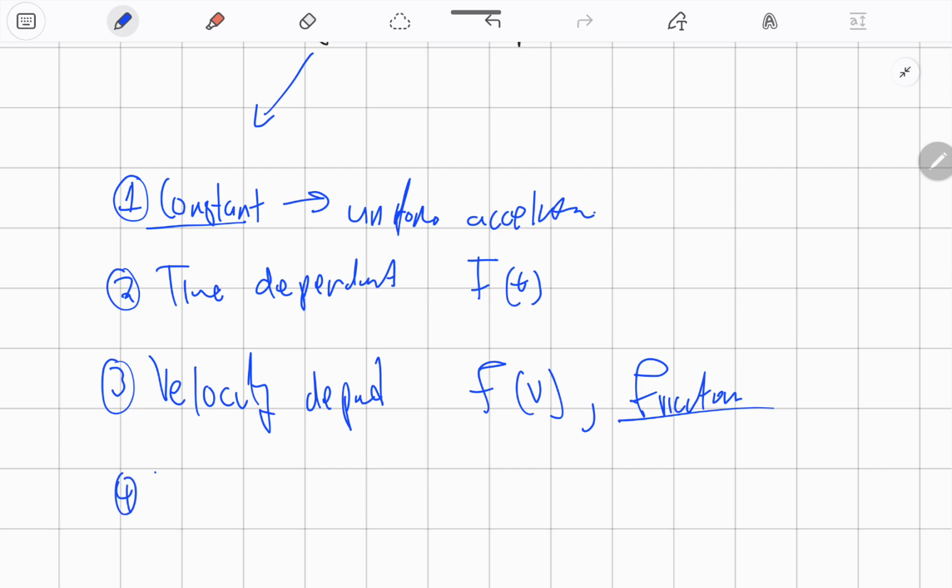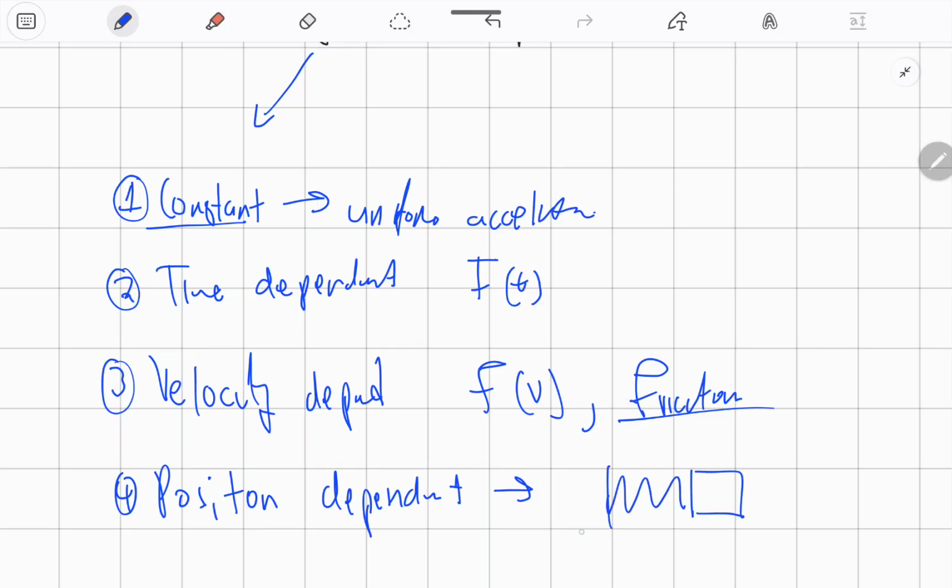Let me say on 4 we have position dependent. So position dependent, it could be a spring, an oscillating spring with some mass. So you know that a spring, how much force it gives you depends on how much you have pushed it, or the position of it.